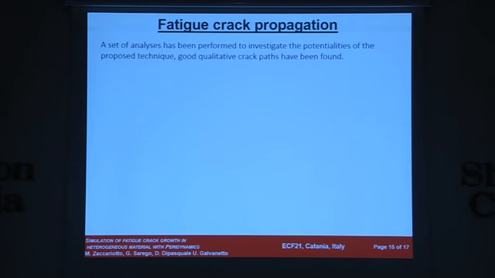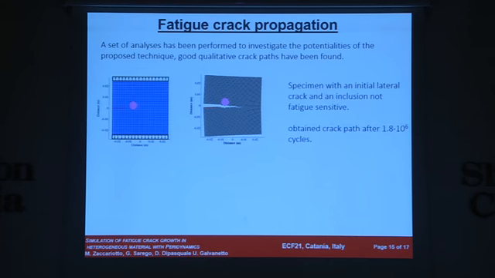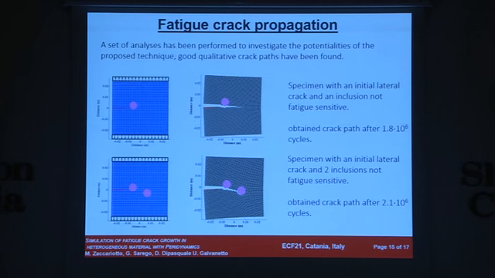Then, now a set of analyses performed to investigate the potentiality of the proposed technique. In the first case, we have a specimen with an initial pre-crack and an inclusion, not fully sensitive. We can observe how the crack goes around the inclusion. If we add a second inclusion, the crack tries again to avoid the inclusion itself.